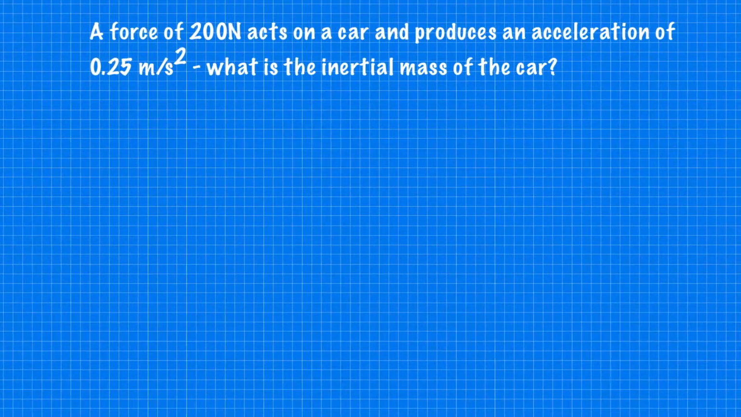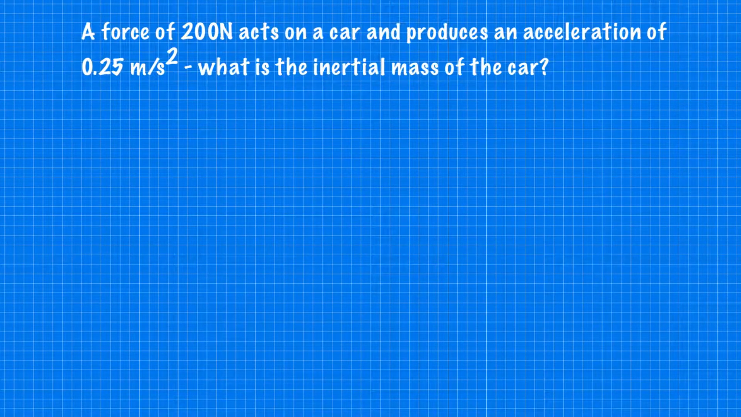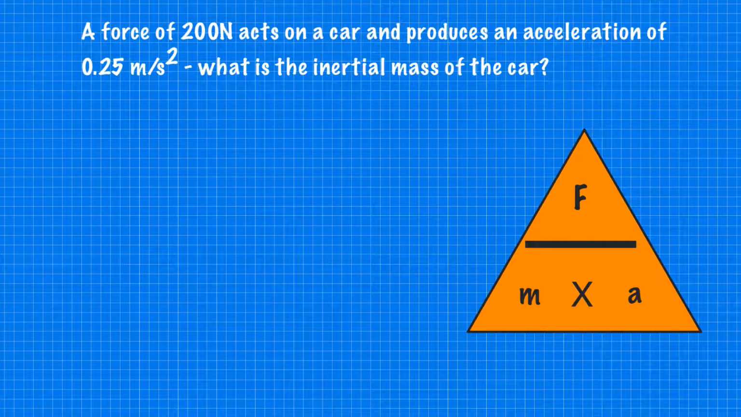So we have a question here that says a force of 200 newtons acts on a car and produces an acceleration of 0.25 meters per second squared. What is the inertial mass of the car? So if we look at our formula triangle again, remember how these work. We need to cover the variable that we are wanting to work out, in this case the mass, and we can see that we need to do force divided by acceleration.